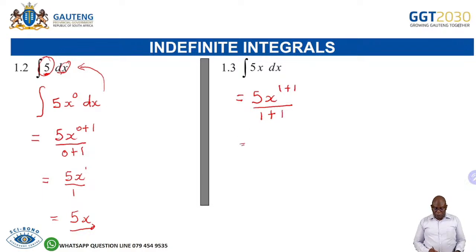Then from there, what am I going to do? 5x squared all over 2. So my answer will be 5x squared all over 2. If I want to differentiate that, 5 times 2, it's 10. 10 divided by 2, it's 5. Subtract 1 there, I'm going to have x to the power of 1. So that's how I can differentiate it.